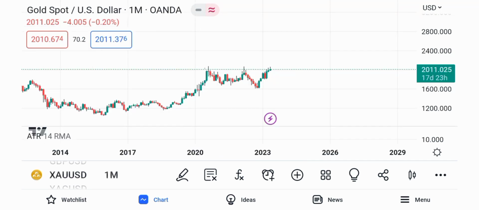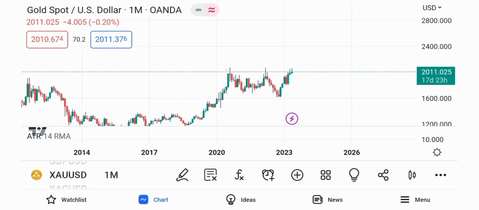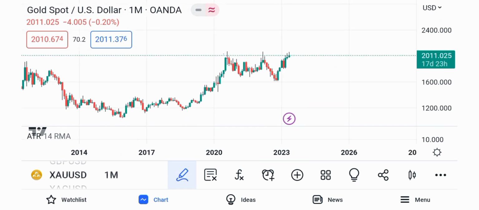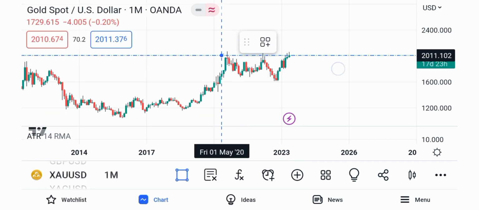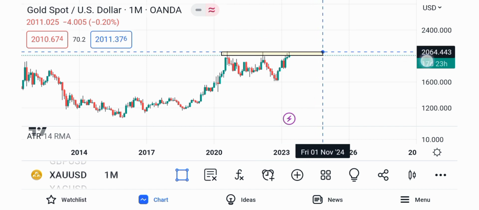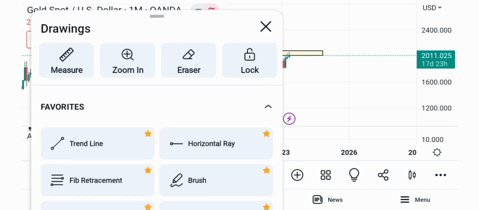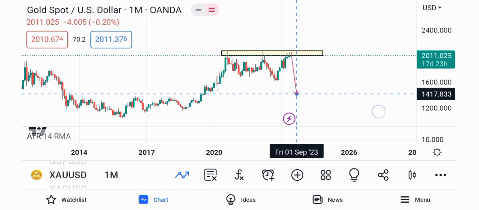Our next pair we'll be looking at is gold. On gold, looking at the monthly time frame, we can see that gold has gotten to a key level here. It's likely that price might reject at this point and go downwards on gold.